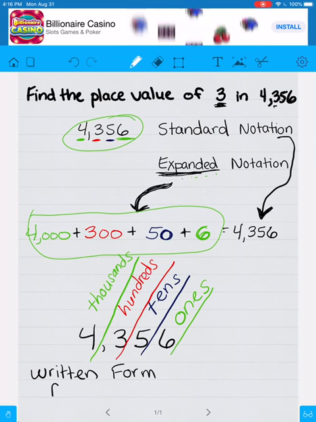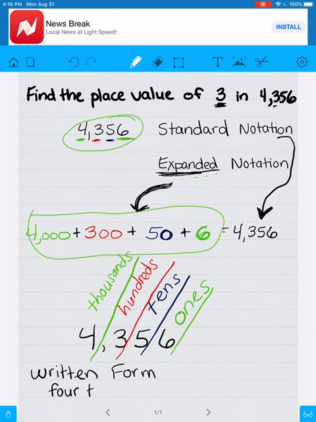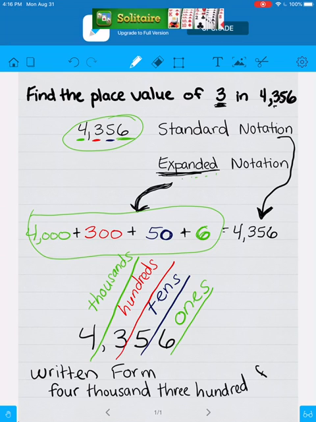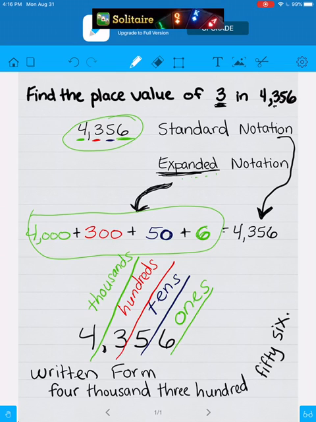So I would write 4,000 300 56. And notice I did not put the word and in this number because we only use and if we're using money or anything with a decimal, and we don't have any decimals here. A comma separates the periods, so this would be a different period than the thousands period.